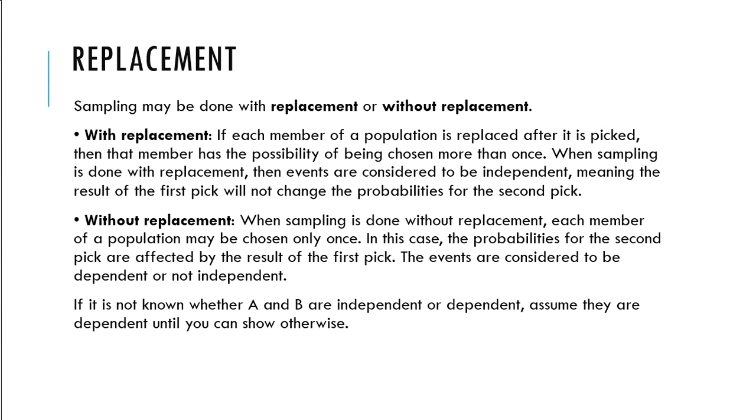That means with replacement. Without replacement means that when sampling is done without replacement, each member of a population may be chosen only once. In that case, the probabilities for the second pick are affected by the results of the first pick. The events are considered to be dependent and not independent. If it is not known whether A and B are independent or dependent, assume they are dependent until you can show otherwise. So say I'm having a drawing and I have 5 prizes again. I pick my first winner and I take their name and set it to the side. So now I have fewer people left in the pot for the prizes. Then if I pick the next winner and put it to the side, my sample gets smaller and smaller with every name I take out.